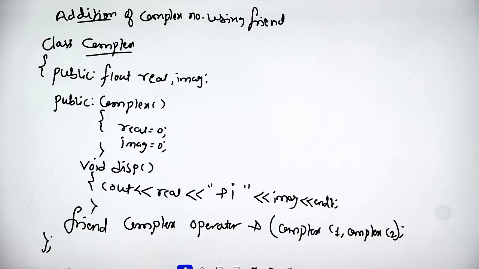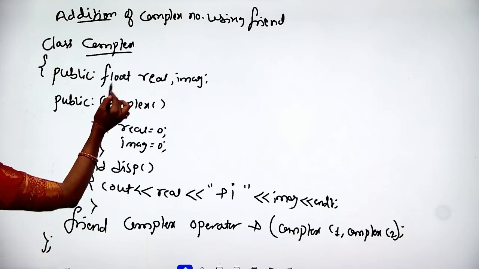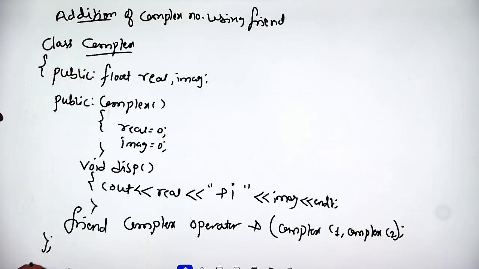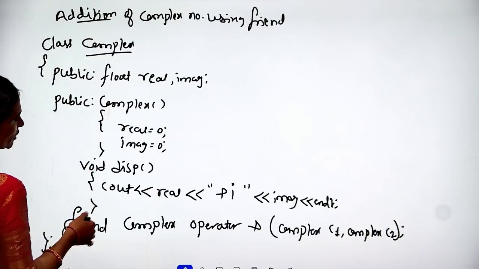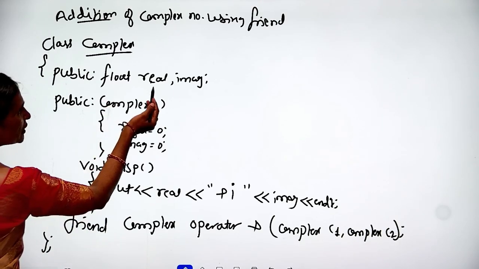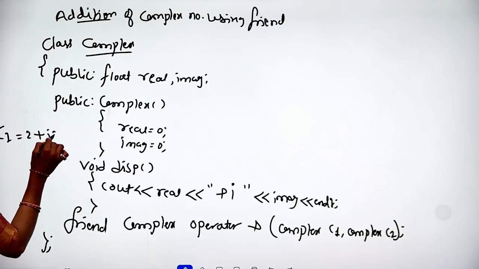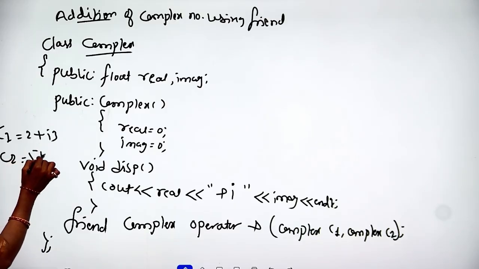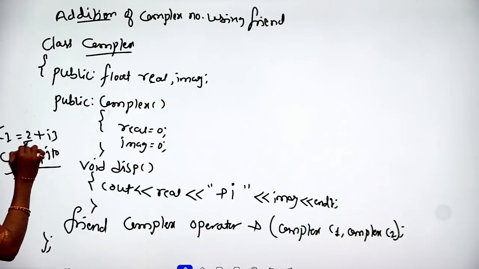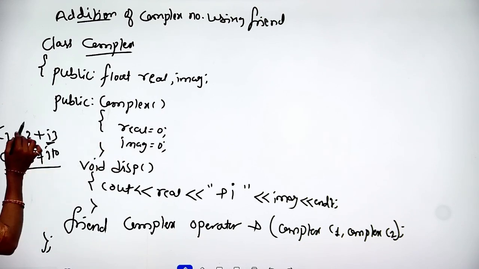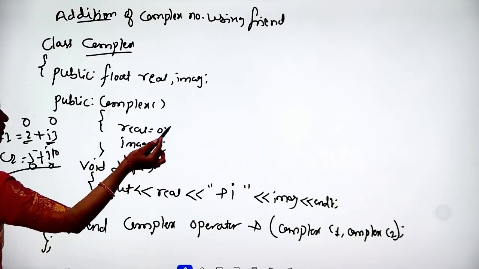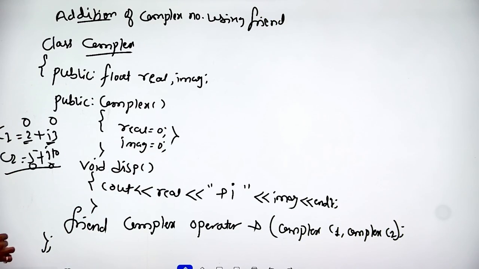I repeat once again so that it is clear and then I will go further. Here, in class Complex, we are taking float, both being floating point or integer, for the real part and the imaginary part. Complex C1 contains 2 plus I3, C2 contains 5 plus I10. The default value of both is 0, 0. However many objects you create, that many times the constructors are initialized.